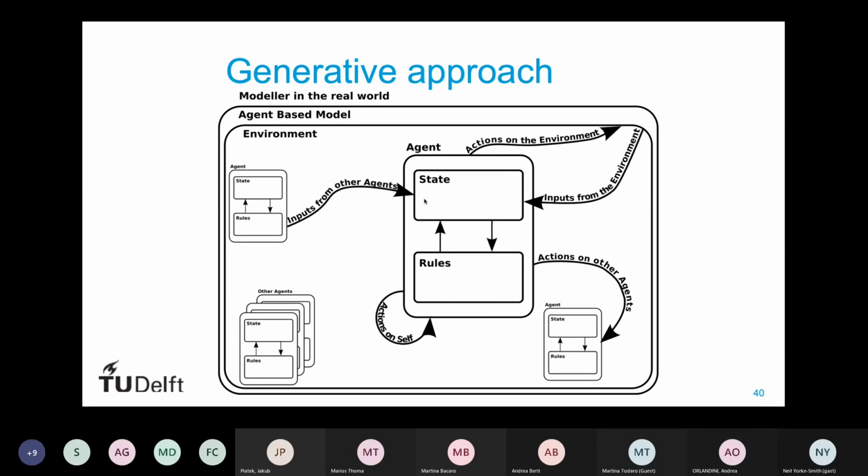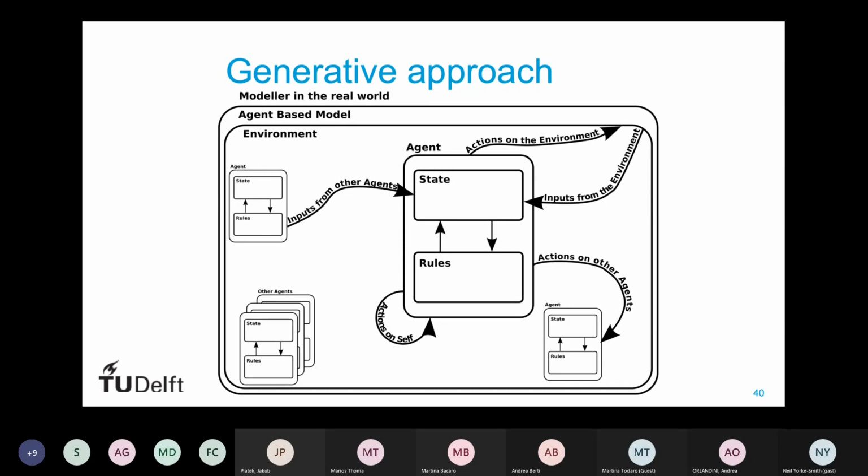Oh, the other agent just said that, or did that. We also get inputs from the environment. That's our second box here, the environment box. And so environment might be the temperature, or it might be the price of oil or something. So something that's not modeled as an agent.